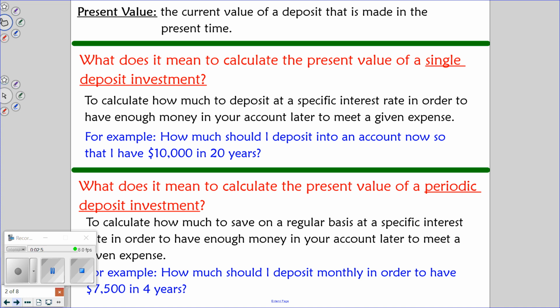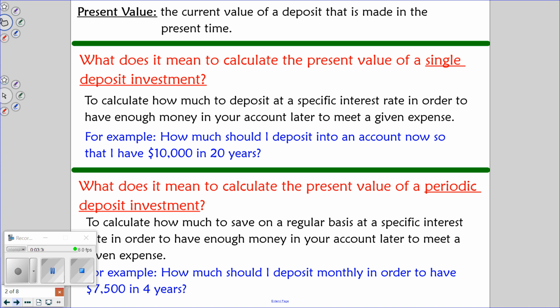So what does it mean to calculate the present value of a single deposit? To calculate how much to deposit at a specific interest rate in order to have enough money in your account later. So for example, how much should I deposit into an account now so that I'll have $10,000 in 20 years? So in other words, if it's single, I want to put money in one time. One time, put it in, single deposit, and then let it go. Versus periodic deposit, how much should I save on a regular basis, on even intervals, right? How much should I put in every week? How much should I put in every month? So I have a certain amount. So how much should I deposit monthly in order to have $7,500 in 4 years?